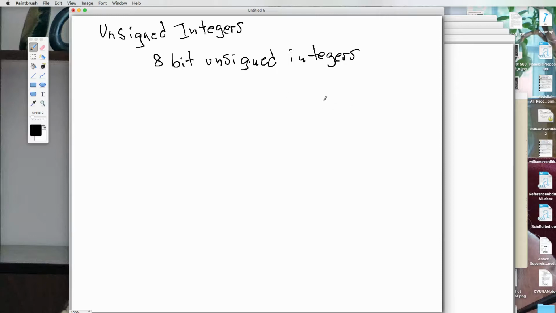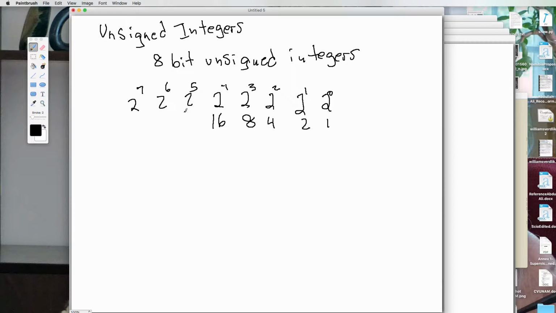If we're talking about 8 bits, remember we said you're going to have 2 to the 0, 2 to the first, 2 to the second, 2 to the third, 2 to the fourth, 2 to the fifth, 2 to the sixth, and 2 to the seventh. And again, if you figure these numbers out, that's a 1, that's a 2, 4, 8, 16, 32, 64, 128.